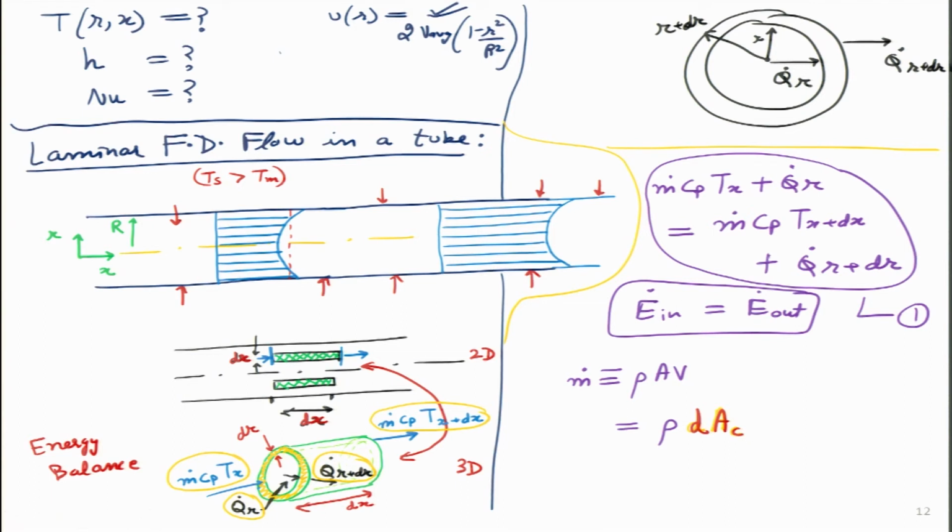What is the velocity which is entering over here? The differential velocity I can put over here. The velocity which is entering is simply u as a function of r. It depends on the r coordinate of the velocity.